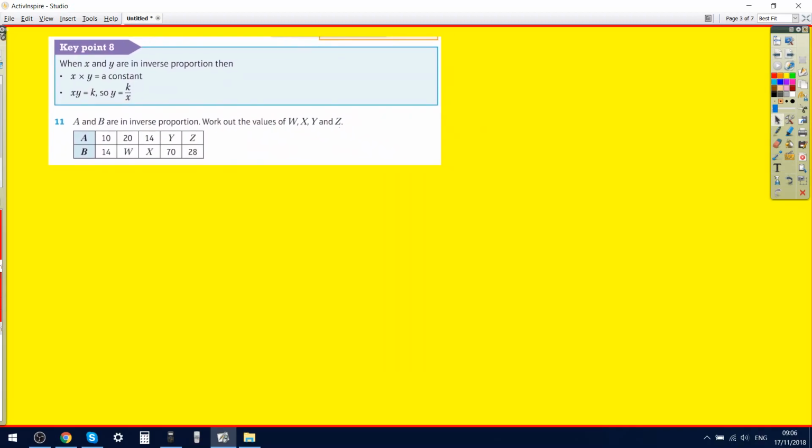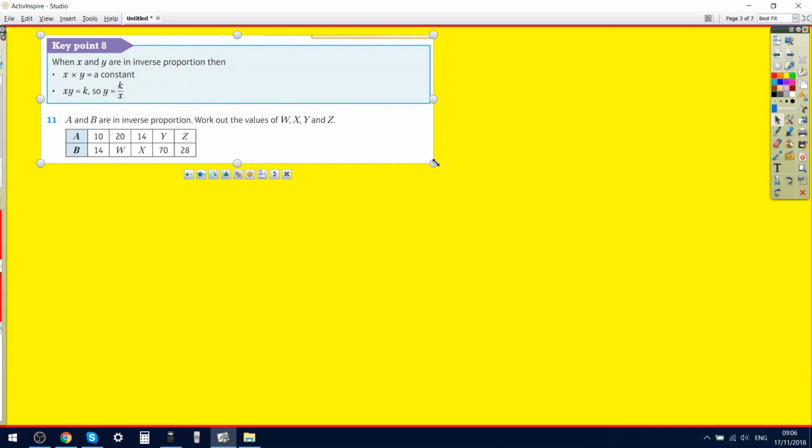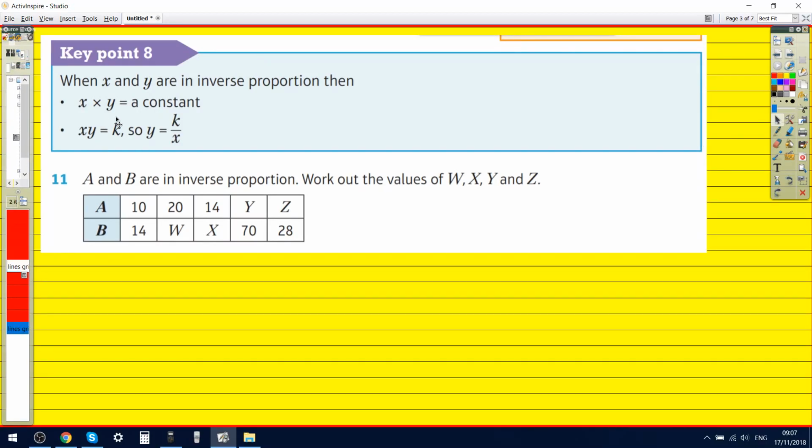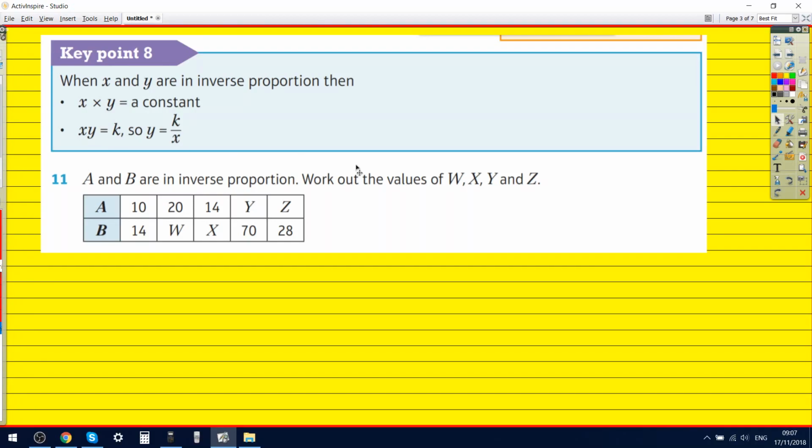Now, k is a constant. So just like last time, you have to try to find k. So y equals k over x, so x times y gives you k, the constant. Okay, how do we go about finding these missing letters? Do we need to find here what x and y are so we can times them together? Yeah, yep.